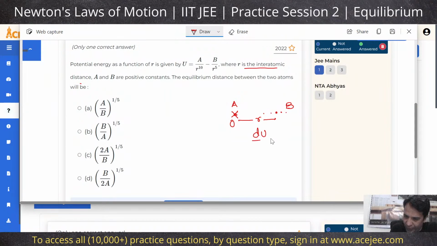So let's find it out. dU by dr, and I'm going to put a minus sign there, will give us minus the derivative of this. What will this be, beta? Can somebody tell me, please? Is this correct, what I'm writing here, beta? Yes, sir. Okay.